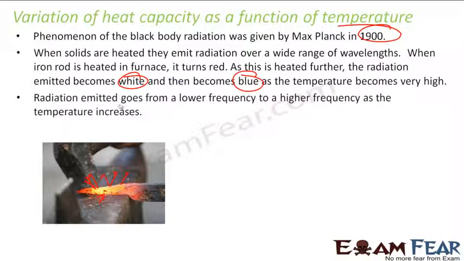So what do we observe? The radiation emitted goes from lower frequency to high frequency, because white has lower frequency and blue has higher frequency. And this is happening when the temperature is going up, right? As the temperature goes up, the frequency of this radiation changes from lower to higher. And that gives a hint about the particle: on heating, the particle is changing its behavior. And that clearly says that the electromagnetic radiations which we get have something to do with particle nature also.